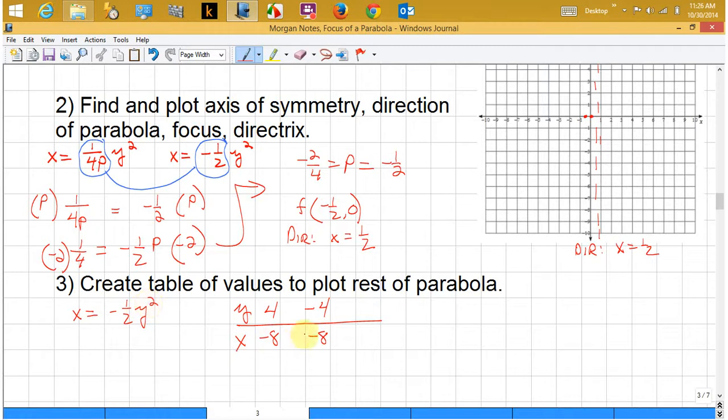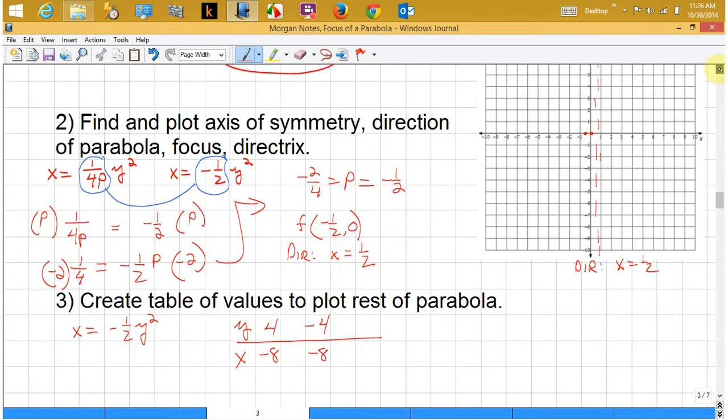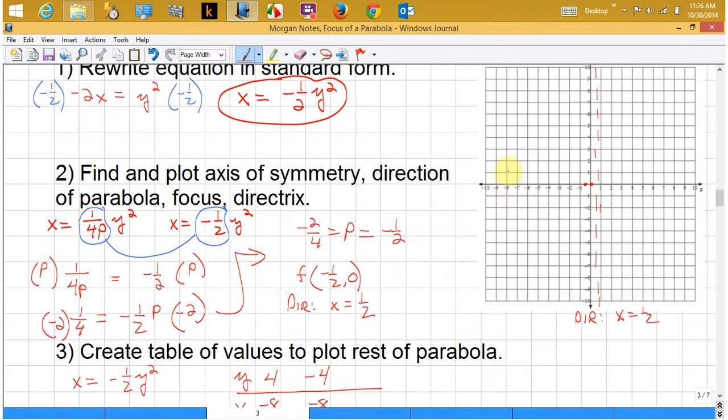Anyway, let's go ahead and plot these 2 points. I have a negative 8, negative 4. So my parabola is going to look like this. Okay, let's go on.